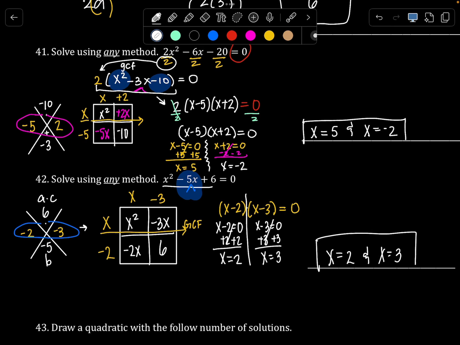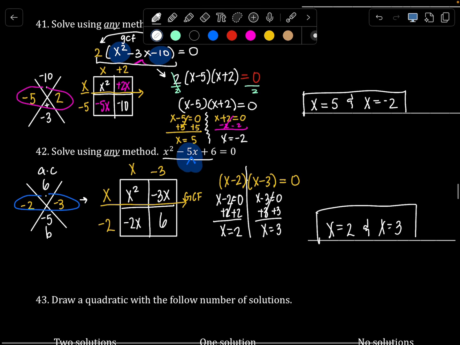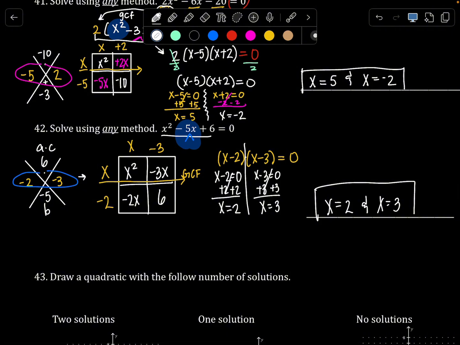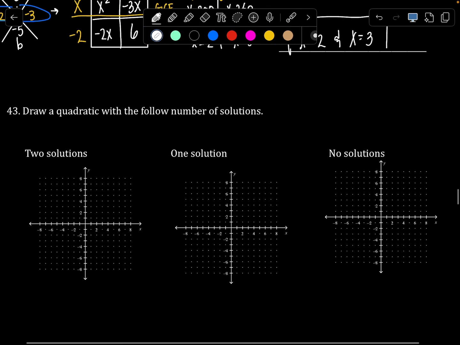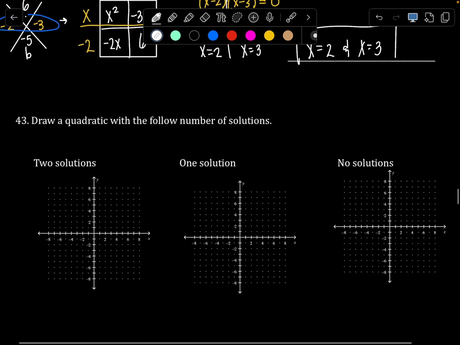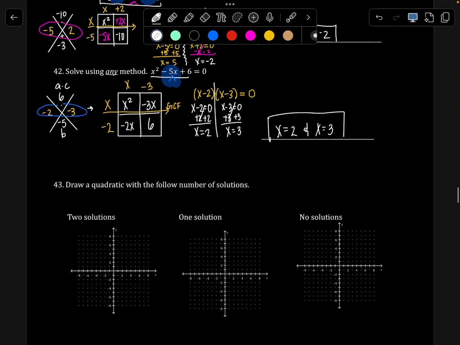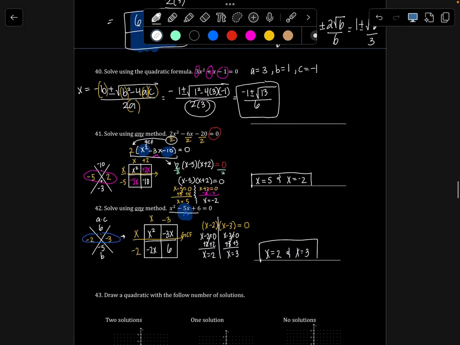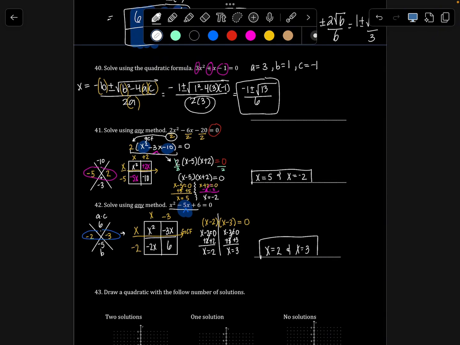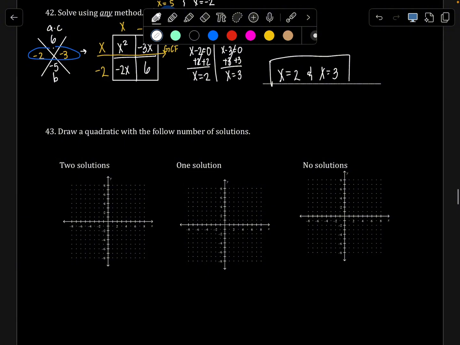Are there any questions? You might want to pause the video when you get to this problem. Let it simmer. Now number 43. Draw a quadratic with the following number of solutions. First of all, I think some of you might need to see the overview. Here you go, let's zoom out. All right, there you go, 40, 41, 42. Okay, sweet. Draw a quadratic with the following number of solutions.